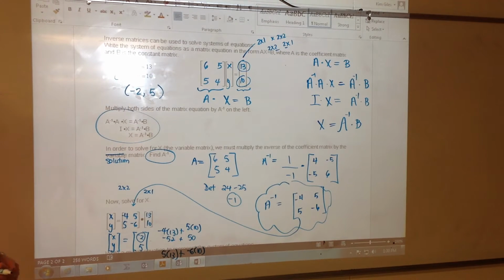Okay, and you're thinking, I think I could probably solve that system of equations way faster than doing all of this, and you could. But remember that the advantage of using an inverse matrix is when you have a big system. This really helps. So let's look at one more. Can you scroll up, Michael?